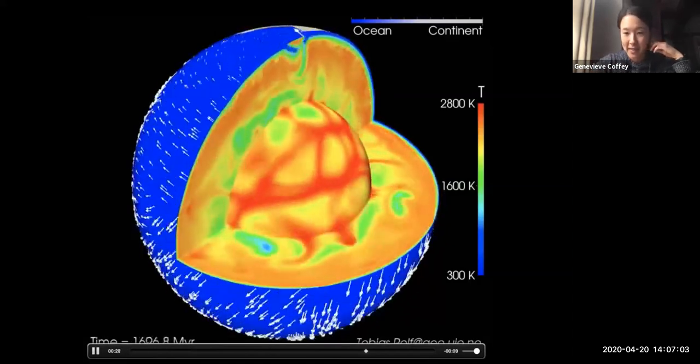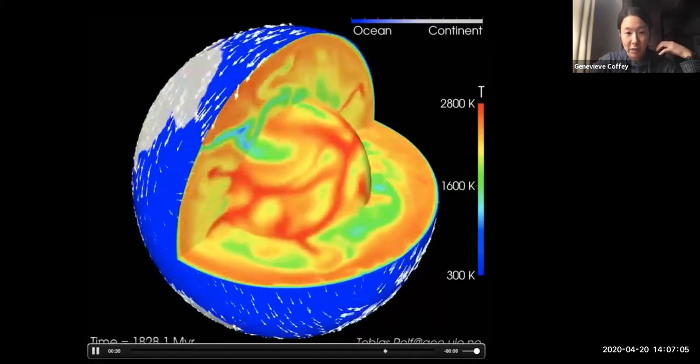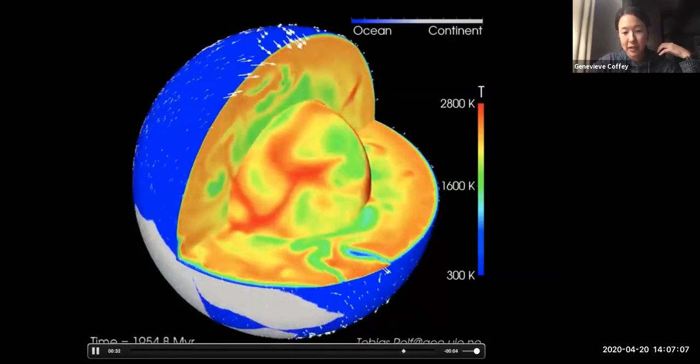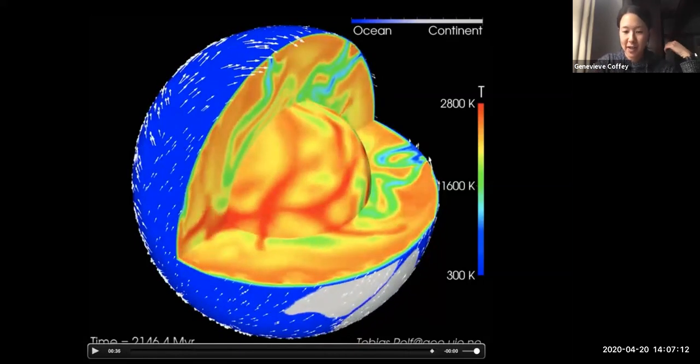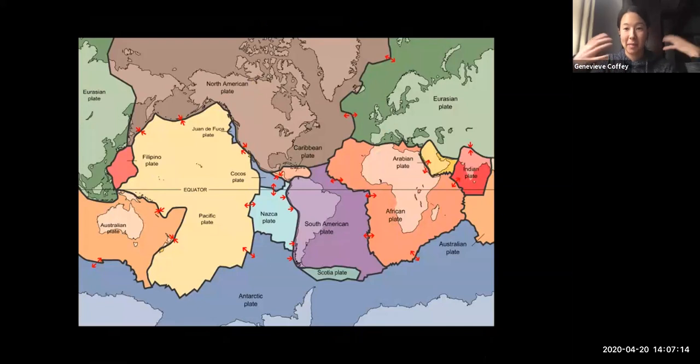And you can see that in places where the tectonic crust will drop back into the mantle during a process called subduction. And so we see that mantle convection is driving this motion of tectonic plates. So all these plates are moving at different rates and in different directions.